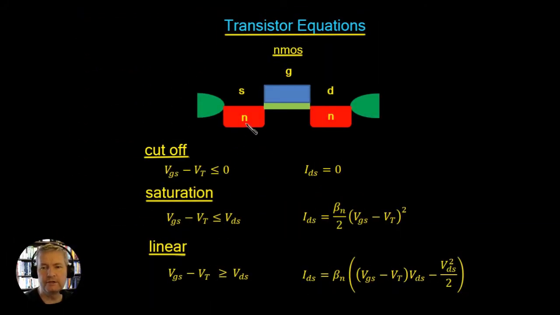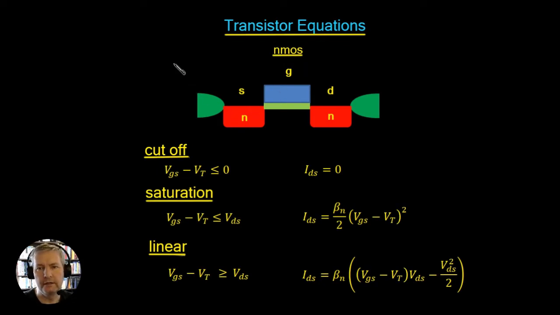So we're now in a position to write down the transistor equations for this Nmos device. In the next slide we'll write down the equations for the Pmos device. So in the Nmos device we have the source and the drain are N-type materials. This is how we get the name Nmos.